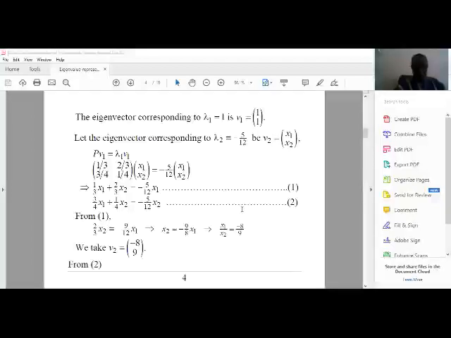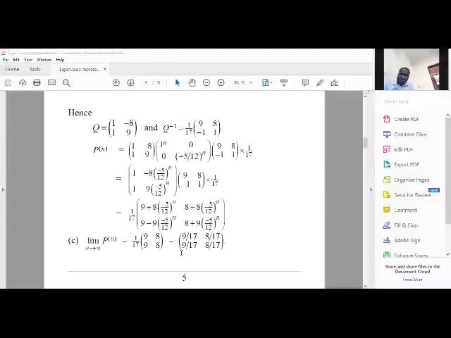So we've determined the two eigenvectors. The first eigenvector is V1, that's 1, 1. As I told you, always the eigenvalue 1 corresponds to the eigenvector 1, 1. So that one is always like that. But you need to determine the second eigenvector V2, which we have done. The second eigenvector is minus 8, 9. So we move to page 5.